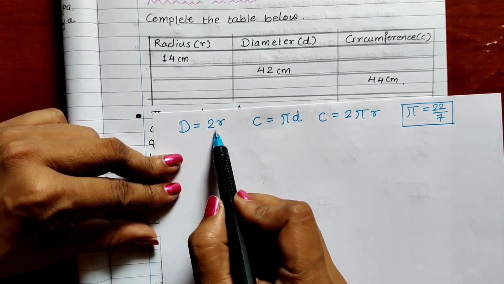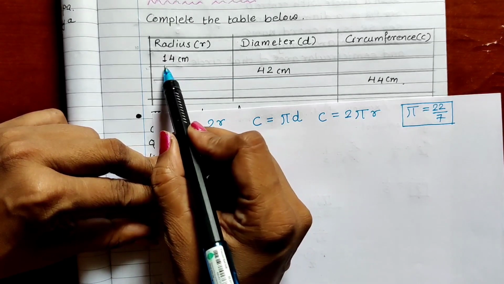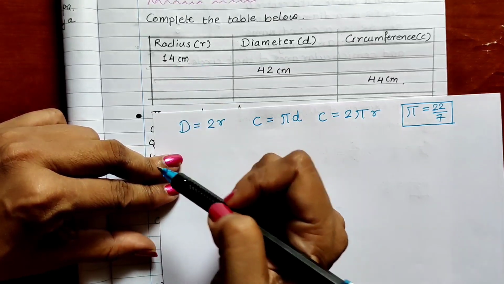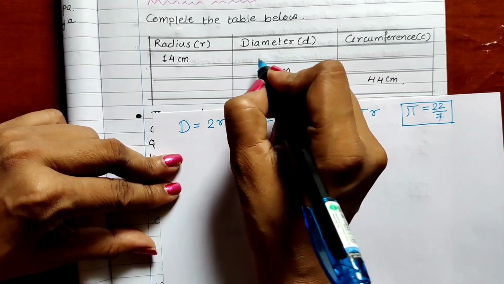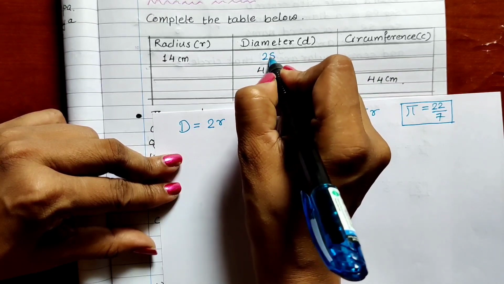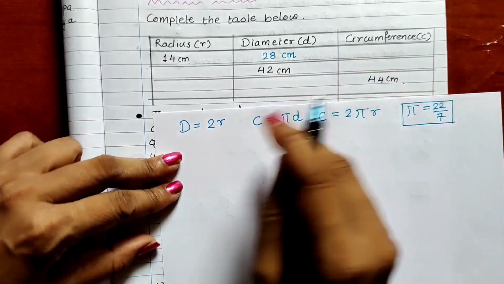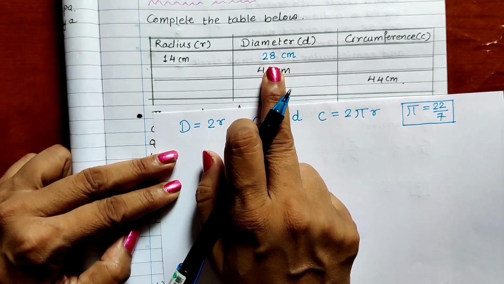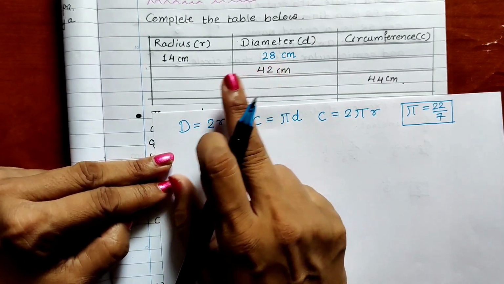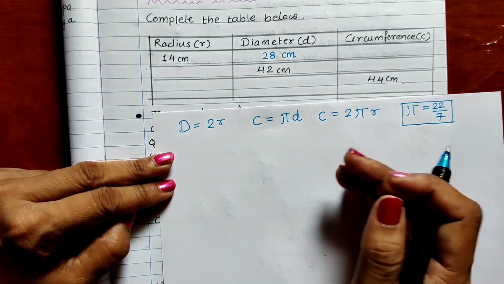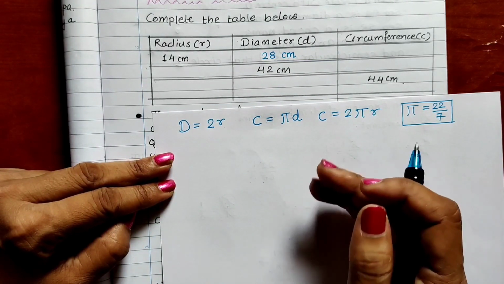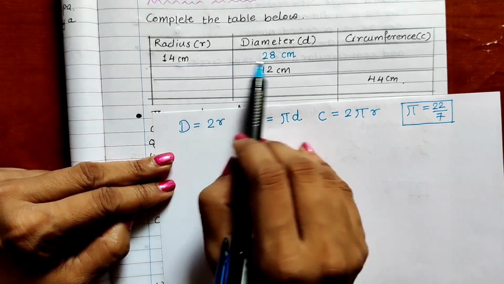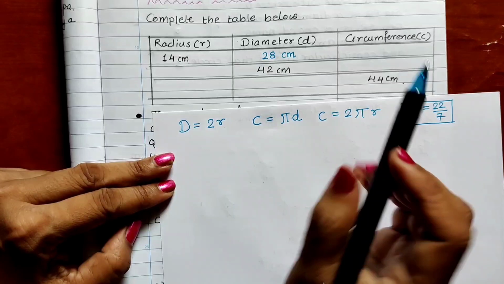We all know diameter is double the radius. So if radius is 14, it's double, it's 2 times 14. 14 twos are 28 centimeter. Okay, so at least this answer you can write immediately, directly. You don't have to do any method. Directly, orally, if you know the table of 14, you can write the answer. 14 2s are 28, and that's why diameter is 28.